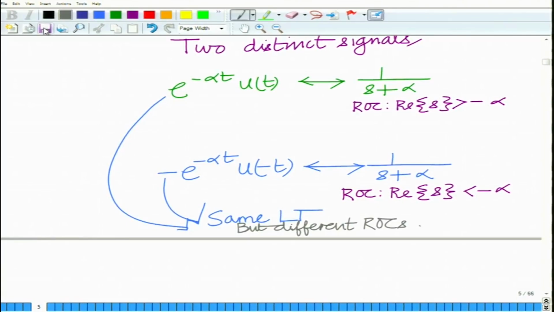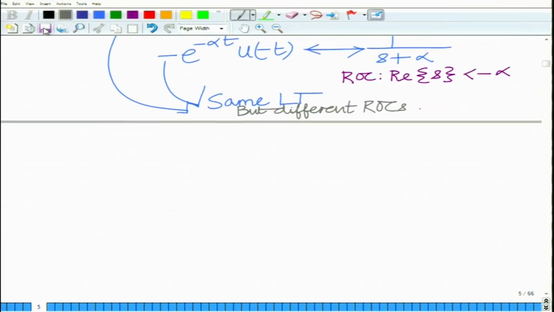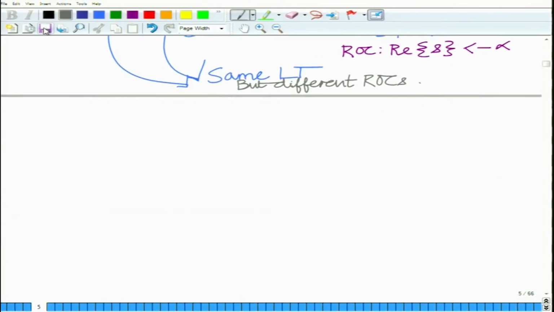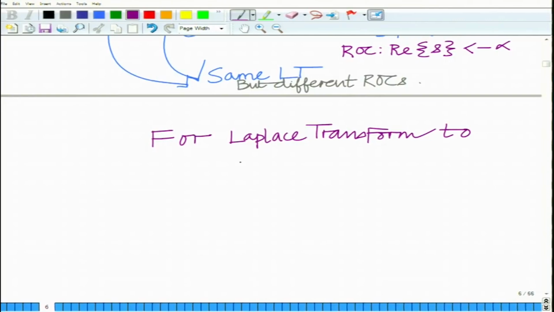So, these are the same Laplace transform but different ROCs, alright, and therefore, for the Laplace transform to be unique, the ROC must also be specified as part of the Laplace transform, and this is important to distinguish. It is not enough to just mention the expression, for the Laplace transform to be unique or the inverse Laplace transform. So, to determine the signal from the Laplace transform uniquely, the ROC must also be specified as part of the Laplace transform.